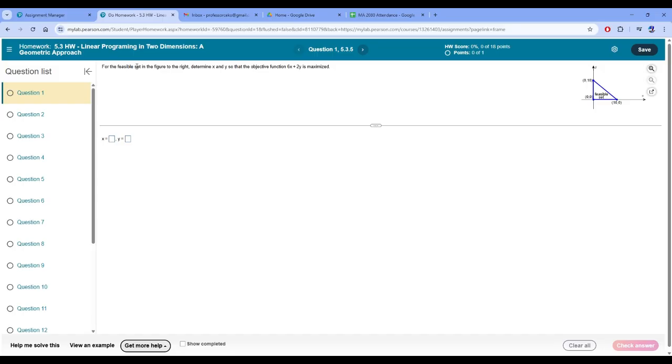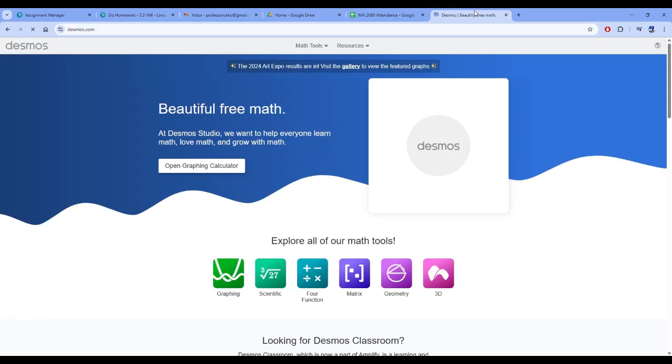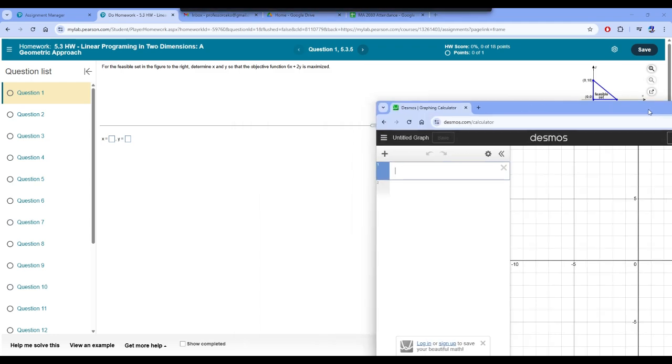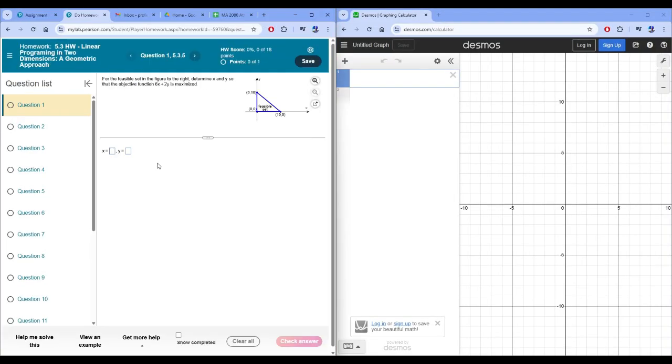Alright. For the feasible set in the figure to the right, determine x and y so that the objective function 6x plus y is maximized. So what I'm going to want to do here is take Desmos and bring this over here. If I were to work with the equation 6x plus 2y, I'm going to make x equals a, y equals b, so 6a plus 2b. This is my easiest point, so I'm going to check (0, 0), which gives me 0.